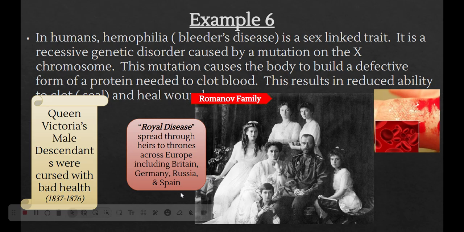Now, in humans, hemophilia, bleeder's disease, is a sex-linked trait. It is a recessive genetic disorder caused by a mutation on the X chromosome. This mutation causes the body to build a defective form of a protein needed to clot blood. This results in reduced ability to clot or seal and heal wounds. It's been mostly males, of course, that get hemophilia. They looked at Queen Victoria's male descendants, and they all were sick and had bad health, and we figured out that it was because of hemophilia passing through their line. It was a world disease spread through heirs to thrones across Europe, including Britain, Germany, Russia, and Spain.